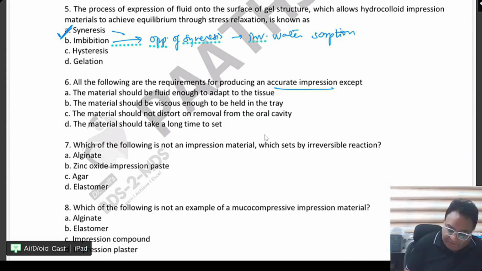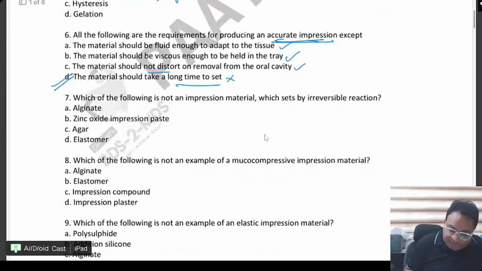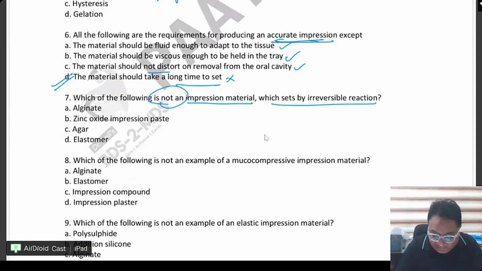All of the following are requirements for producing accurate impression except: material should be fluid enough to adapt to the tissue. Yes, we require. Material should be viscous enough to be held in the tray. Yes, you should be able to hold the material in the tray. Material should not distort on removal. Yes, we don't want distortion of the impression of the set material. The material should take a long time to set is wrong. I hope you have understood these parameters. They are easy.